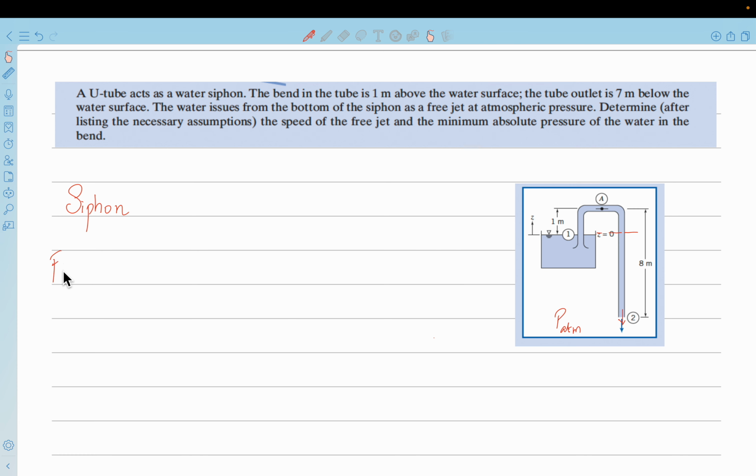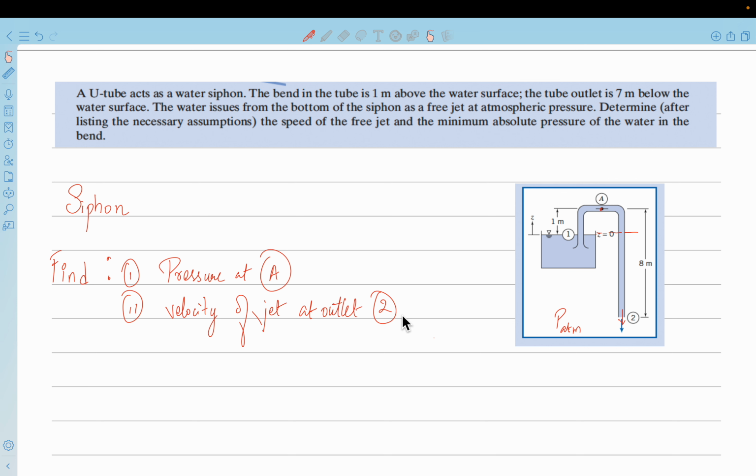So let us first say what we need to find. So we have to find pressure at this location A, which is in this bend at this point. And the other thing we need to find is the velocity of the jet at the outlet, and the outlet is numbered as this station 2. Okay. So how do we do this?